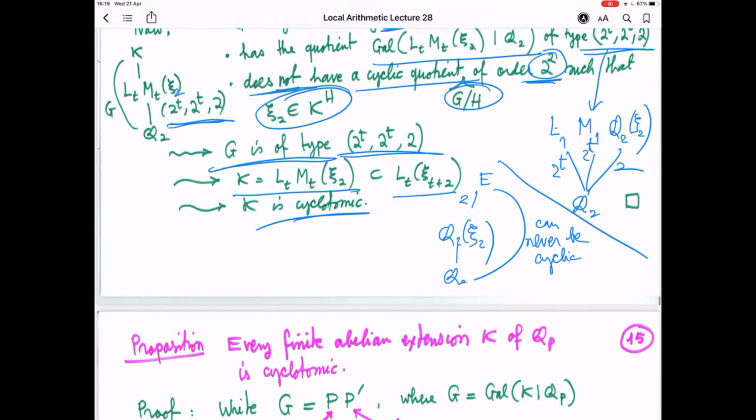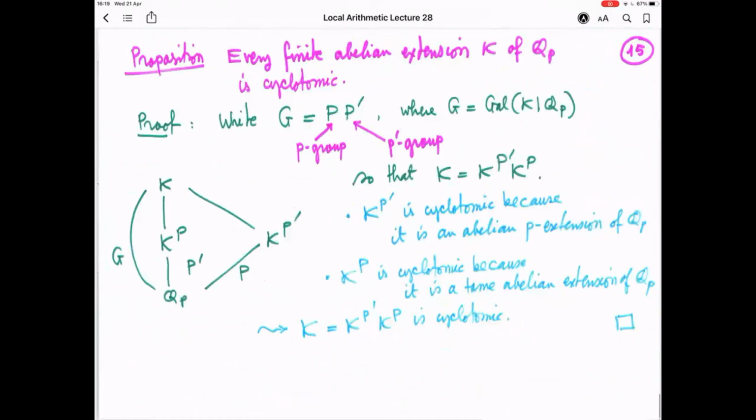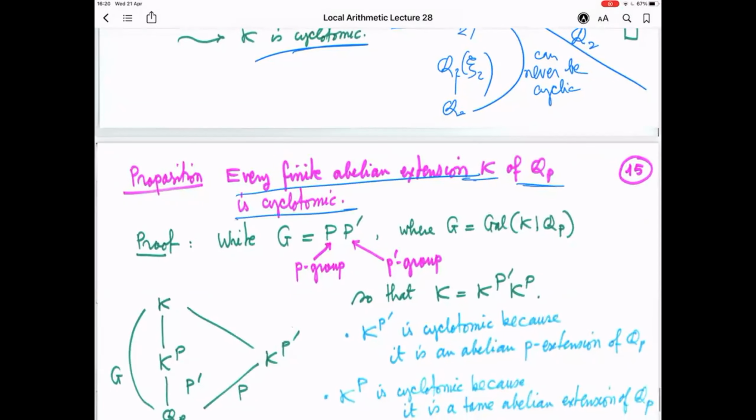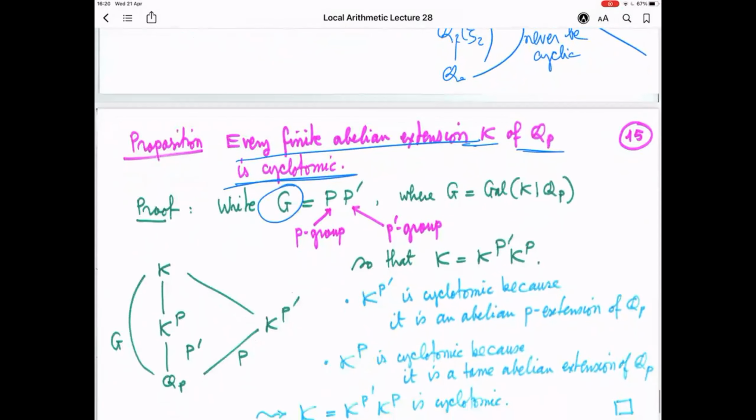Fine. So now we are almost done. Now let's come to the general statement, which is that every finite abelian extension K of QP is cyclotomic. Now G is an abelian group, finite commutative. So I can always write it as P cross P prime, where capital P is a little p group and capital P prime is a little p prime group, which means that it's of order prime to P. Where G is the Galois group, of course.